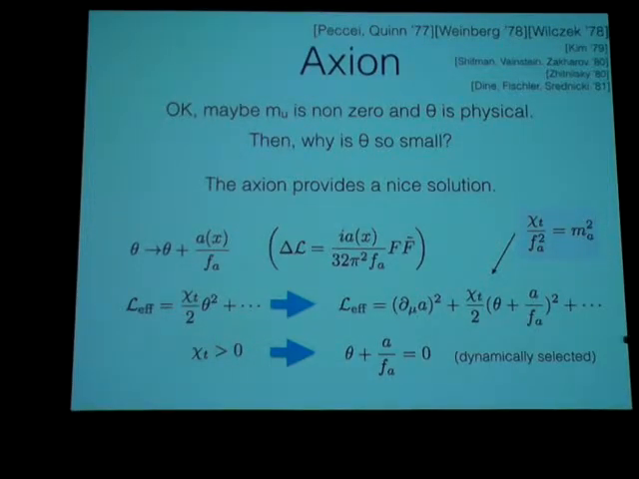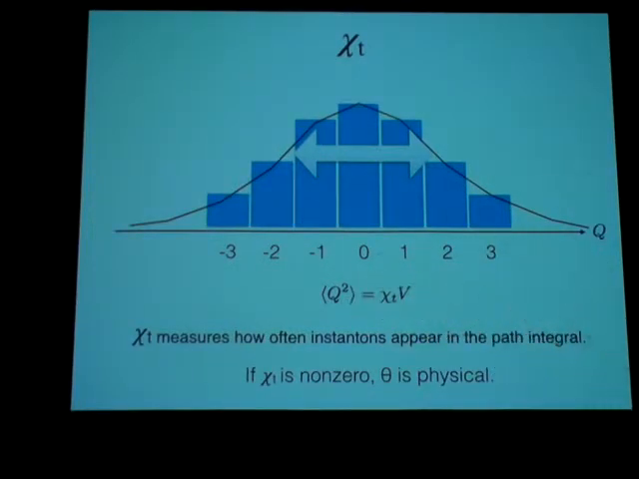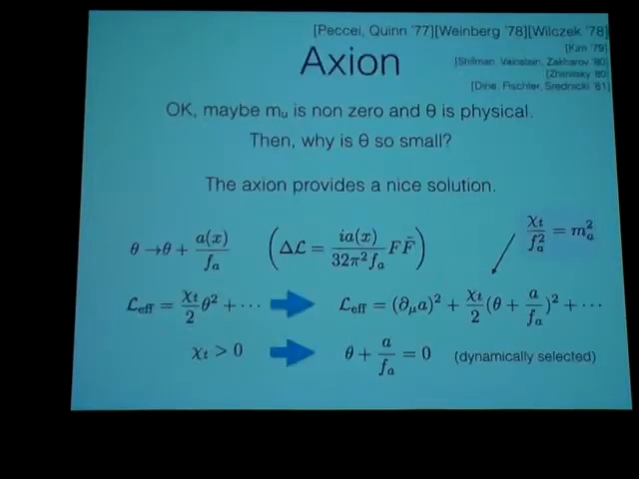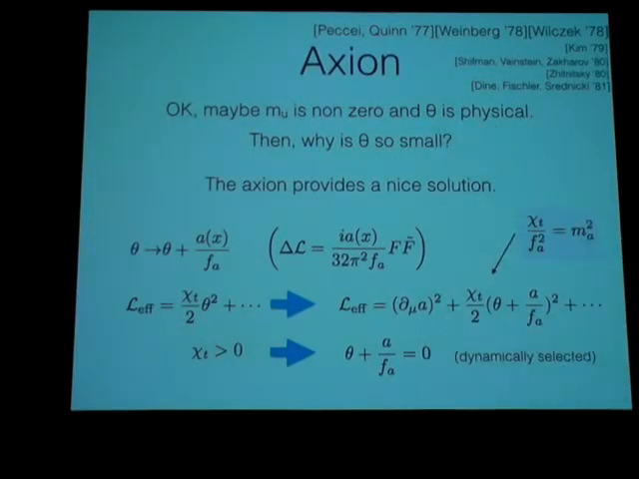And actually, this chi_t is positive definite, as you can see from here. That means at theta equals zero, this is Euclidean space, so that's why it's plus. But anyway, because it's positive, the minimum of the potential gives you this combination to be zero. That's the beautiful way of solving the strong CP problem: because this is zero, the effective theta term is just zero, dynamically chosen. So this is the way to solve the strong CP problem. Just throw in the axion, that's it. And this chi_t is now the axion mass.